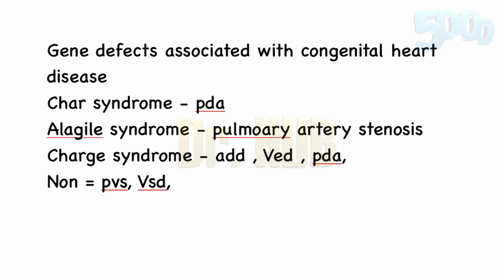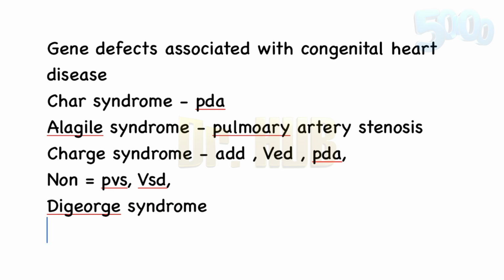hypertrophic cardiomyopathy. Then there's DiGeorge syndrome. This involves the ASD, VSD and outflow tract obstruction. And the Holt-Oram syndrome. Holt-Oram syndrome is again the ASD, VSD or the conduction defect.